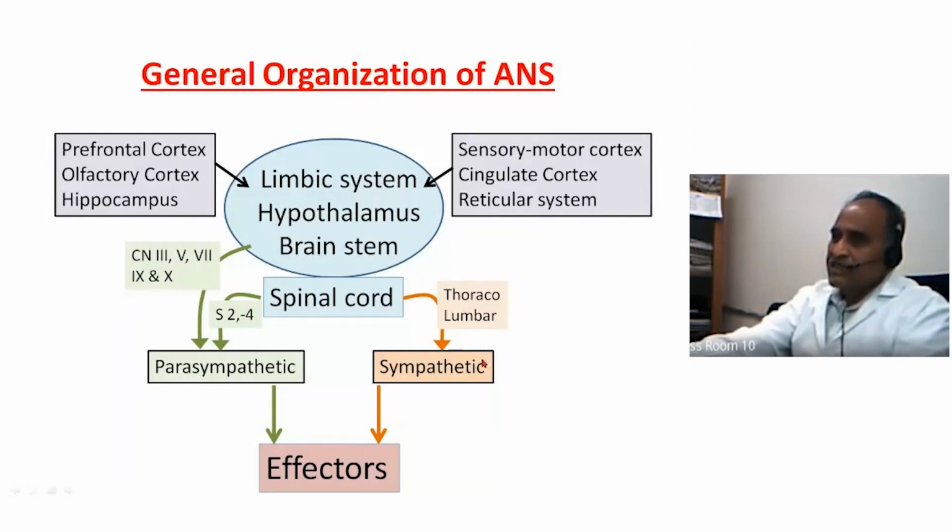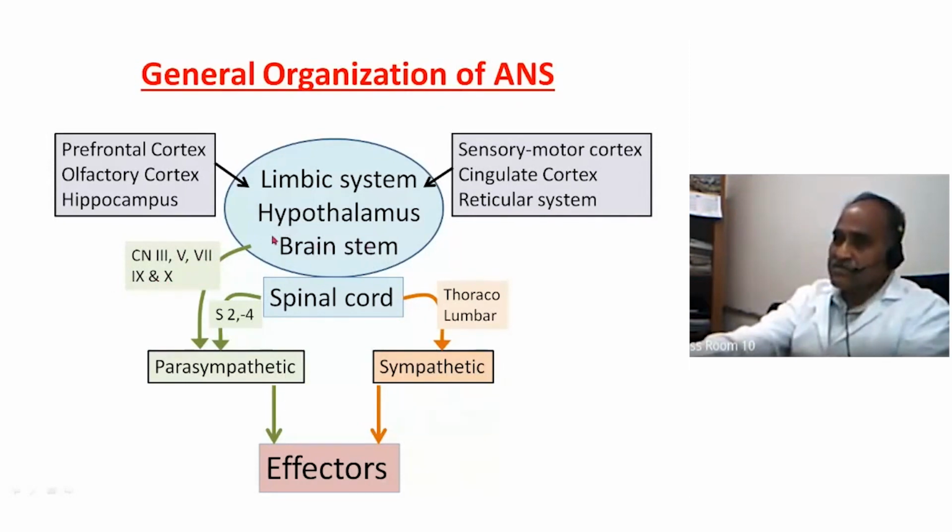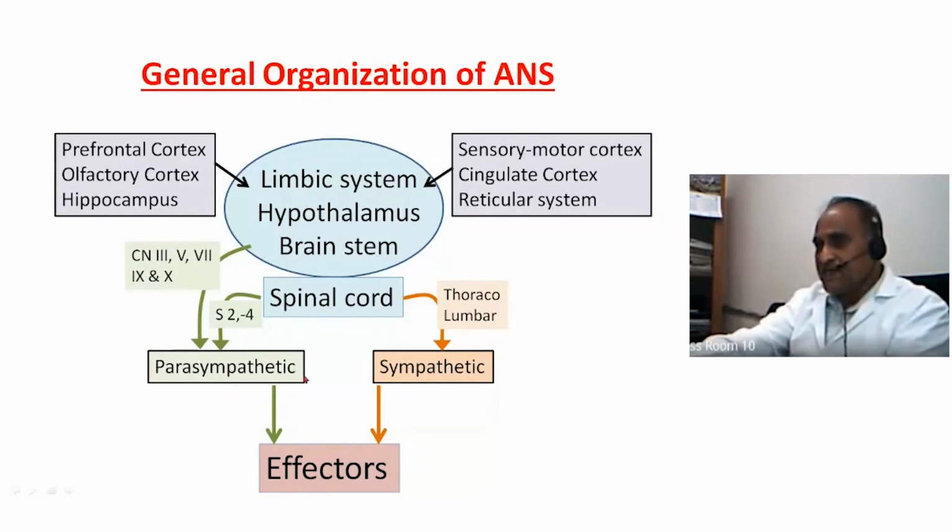And this sympathetic division governs all the structures of the body. Whereas the parasympathetic division has been subdivided by the cranial nerves 3, 7, 9 and 10. They are subdivided. So that means the brainstem and spinal cord have centers. This is the main center here. These centers either govern parasympathetic or sympathetic components.